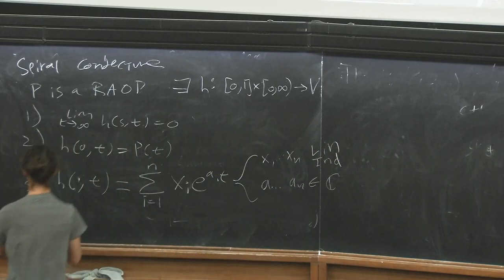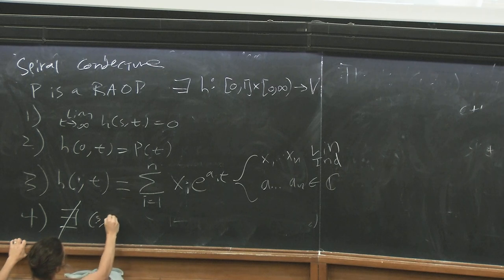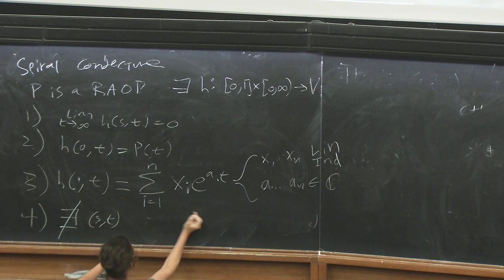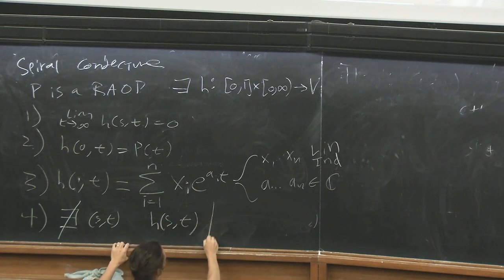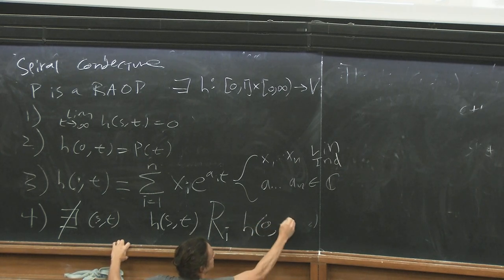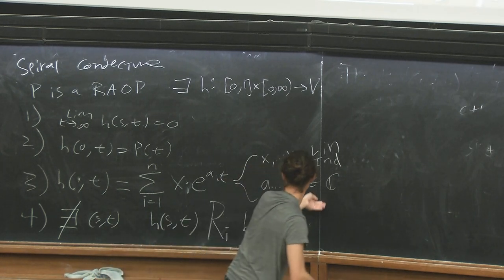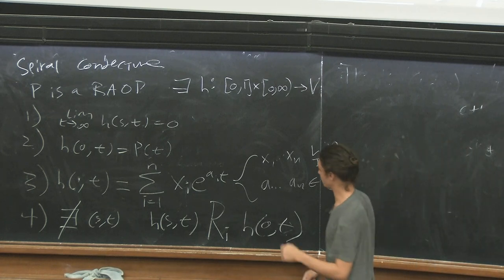All right? And then there's a fourth condition, which is sort of that it respects the homotopy class. So what this is that there does not exist any pair s, t such that H(s,t) is related by any of the relations to H(0,t). So it's only having to avoid the relations of the start point of the path as we homotope. And that start point is allowed to move over time.